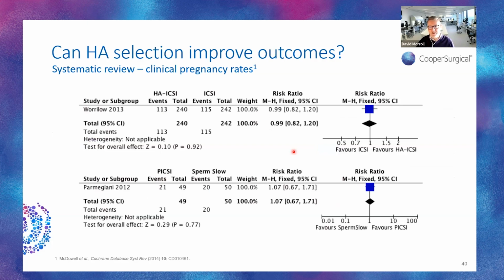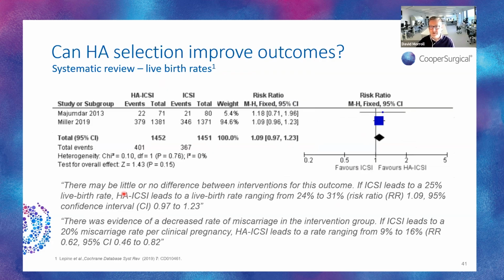Now, if you look at systematic reviews, this is one from 2014, which showed that hyaluronan selection didn't appear to improve clinical pregnancy rates, but note that they only had one study in each group. Similarly, if you look at live birth events, this is a later review from the same group, 2019, where they had 2 studies, including the HabSelect one, which I'll come back to.